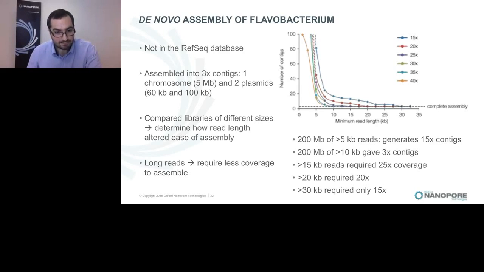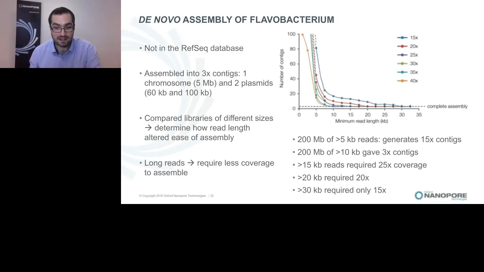So we managed to assemble it into 3 contigs: one chromosome of about 5 megabases and a couple of plasmids. When we took 200 megabases, so about 40x coverage, of reads of 5 kb and above, that generated 15 contigs, so many more than were possible. But when we took 200 megabases of reads of 10 kb and above, that gave 3 contigs. So the same amount of data, just where the reads were twice as long, vastly improved the assembly.